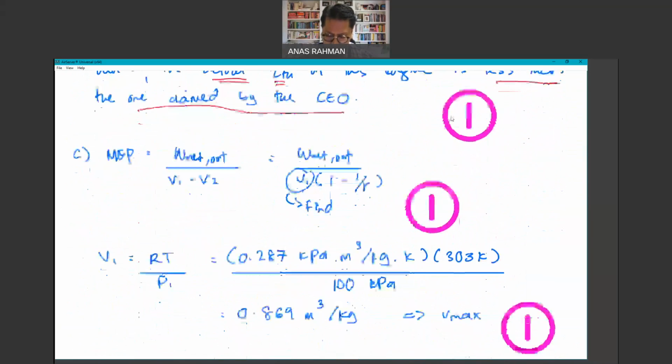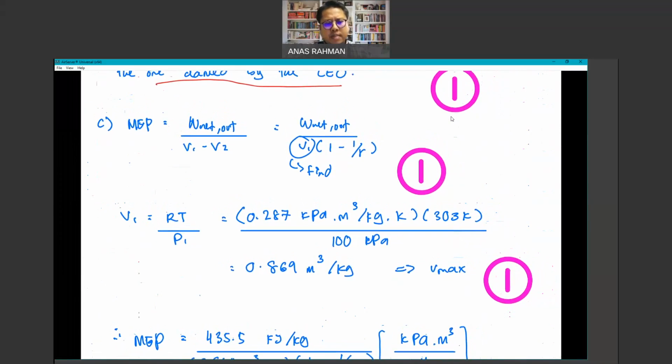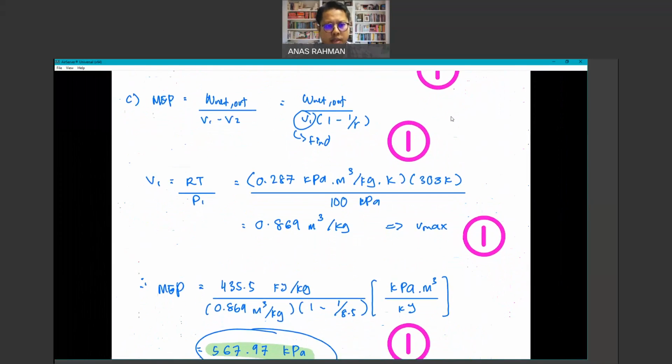So finally, for MEP, MEP is very straightforward. However, some students still have difficulty solving this particular equation. So MEP can be simplified to the following equation: W net divided by the total volume, times 1 minus 1 over R. And all you need to do is calculate the volume. The volume can be calculated using the ideal gas equation.